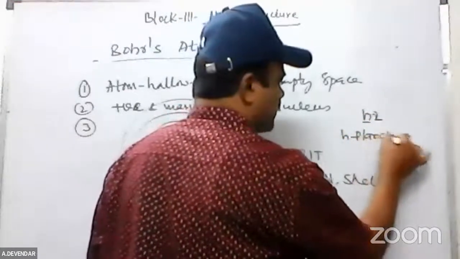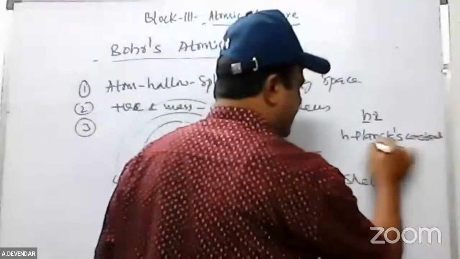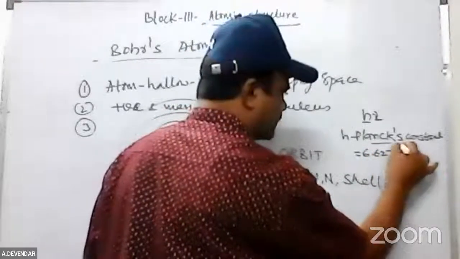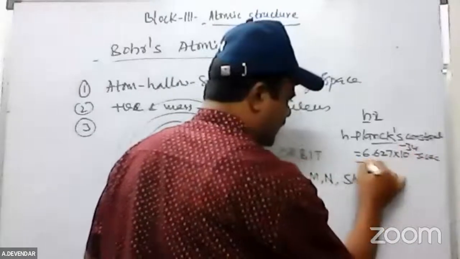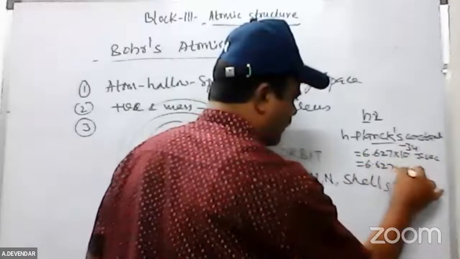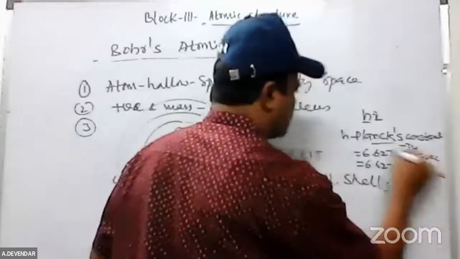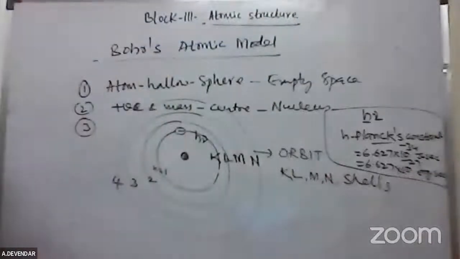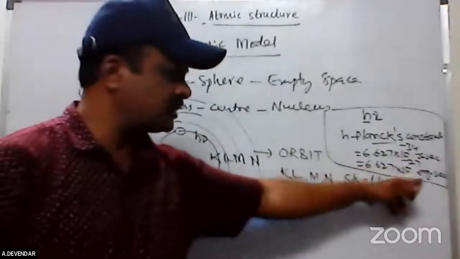So what is the Planck's constant in our examination? Without this, you can't write the exam. It is 6.627 into 10 to the power minus 34 joule second. Or sometimes it is 6.627 into 10 to the power minus 27 erg second. Whatever it may be, both are similar only. This is Planck's constant in the multiple choice questions: 6.627 into 10 to the power minus 34 joule second or 6.627 into 10 to the power minus 27 erg second.